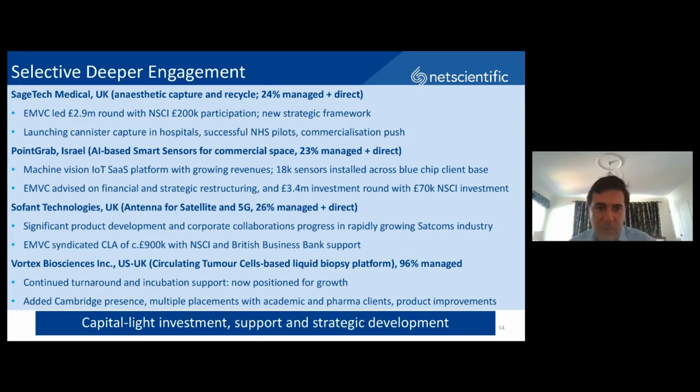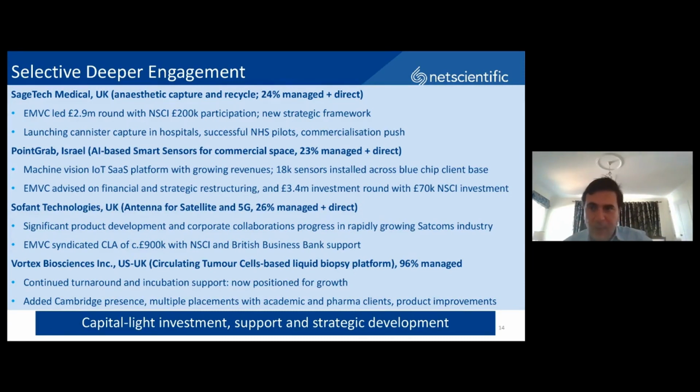Now, Vortex is a spin-out from UCLA, and when we turned our attention to it, the company had taken a significant level of investment from NETSCIENTIFIC. The technology was very strong, but the commercial focus simply wasn't there. Through the turnaround that we implemented, we've been able to make multiple placements with a mixture of universities, pharma companies, biotech companies, but also to publish, as it's important in this space, multiple publications showing how the technology can be utilized in the liquid biopsy space.